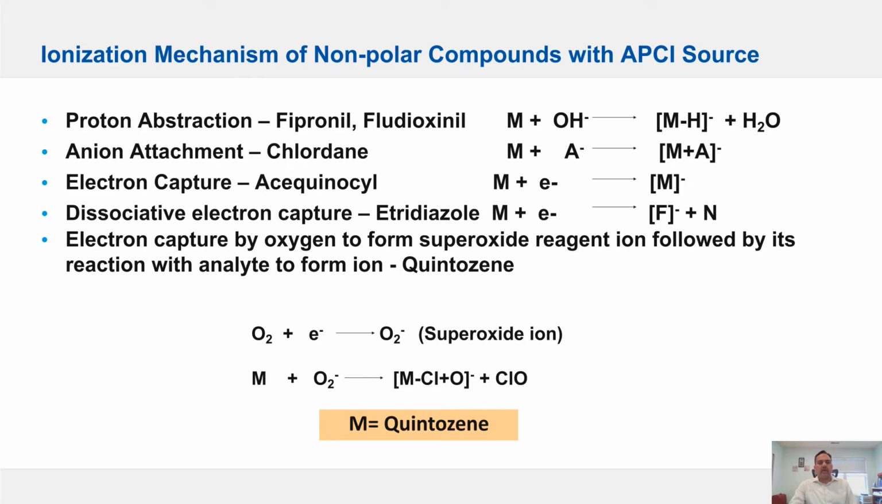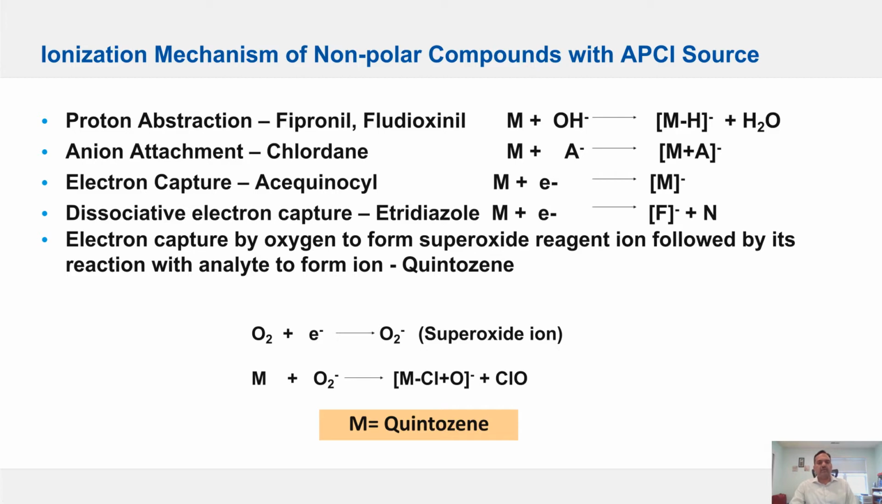Next, I would like to talk about the ionization mechanisms of non-polar compounds with APCI ion source. So it is very well known the most common ionization mechanism for different pesticides is called proton abstraction in negative ion mode, which results in deprotonated molecular ions for pesticides with acidic functional groups like fipronil or flutolanil. For other pesticides, we could not form deprotonated molecular ions, so we had to determine new ways of ionizing these compounds and new ionization mechanisms.